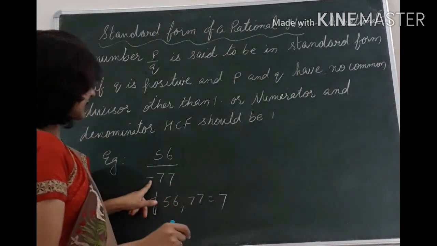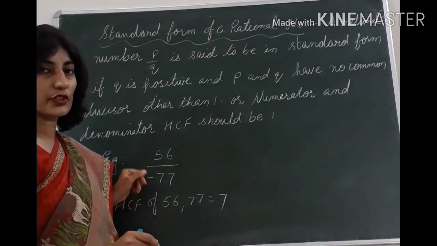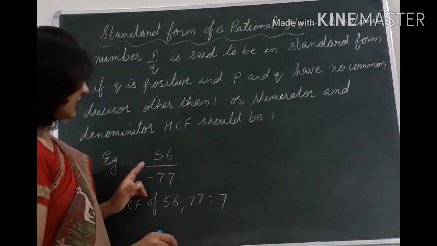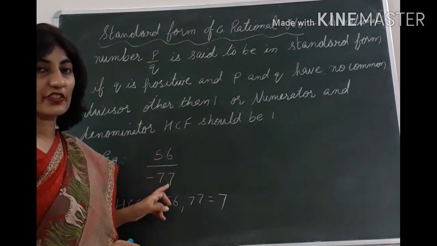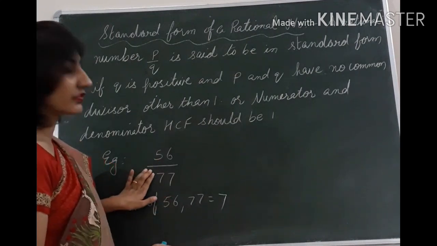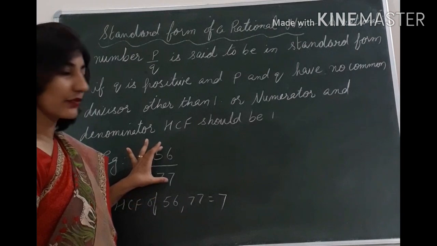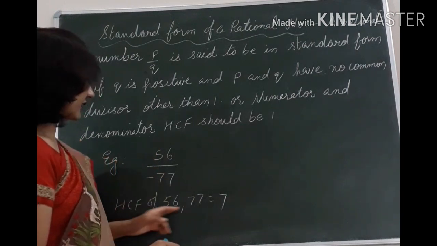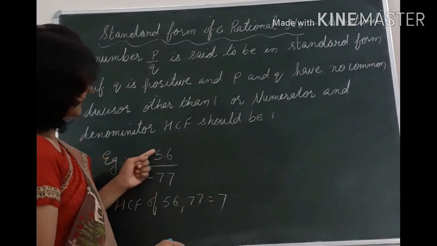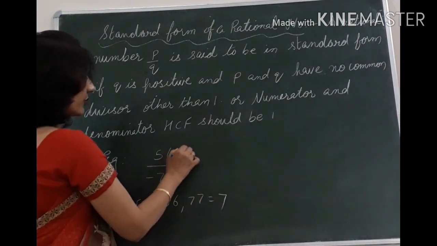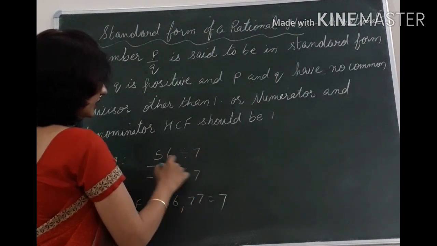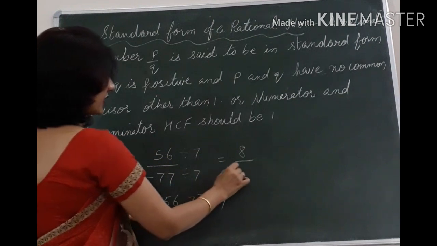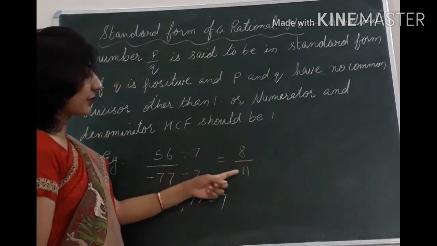So first thing is, this minus sign from the denominator I will shift to the numerator. Secondly, I will find the HCF of 56 and 77. Irrespective of this negative sign, I have to take HCF of these numbers 56 and 77. When I find the HCF it comes out to be 7. Now I will divide both numerator and denominator by 7. 56 divided by 7 is 8 and minus 77 divided by 7 is minus 11. So you got 8 upon minus 11.